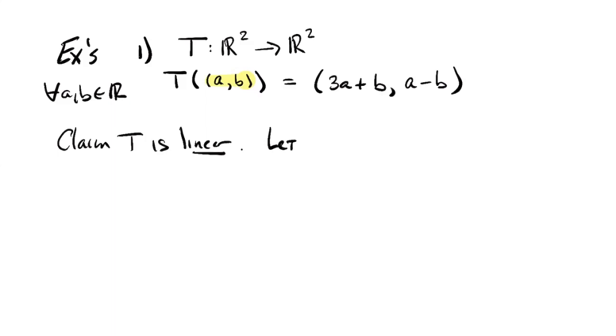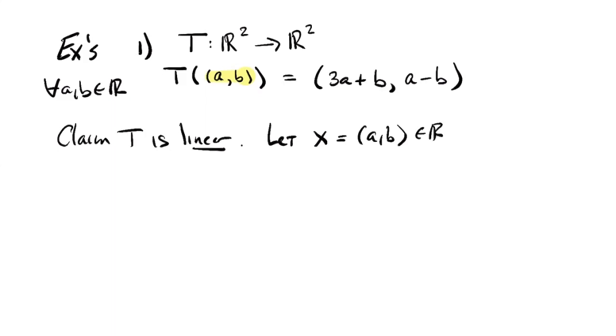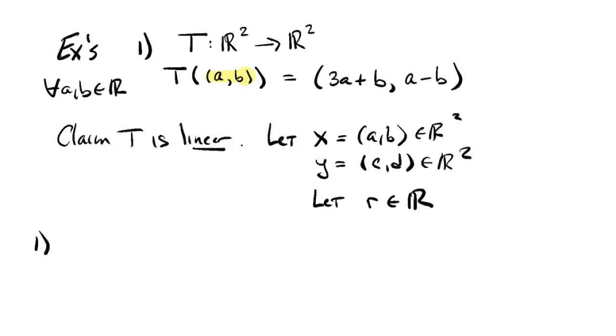So to show it, well, we have to take two vectors. Let's let, say, x equal a vector in R2, which looks like a pair of real numbers, (A, B). Y is the same. I need some other pair of real numbers. I think I'm going to take, I don't know, C and D. And then I need a scalar. I've already used the letters A, B, C, and D to denote these things. So for a scalar, I'm going to say let R be a real number, my scalar. And then I'm just going to check the two conditions.